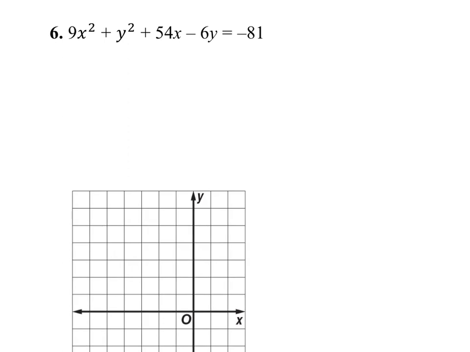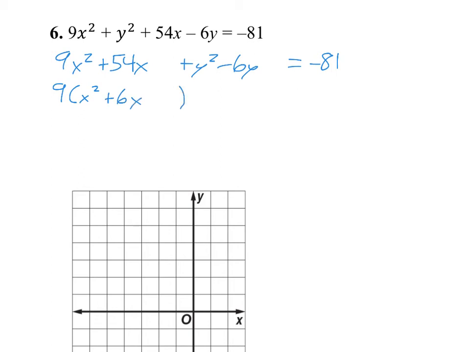Okay, number 6. That looks like another ellipse. So I'm going to put the x's together like we always do. 9x squared plus 54x plus y squared minus 6y equals -81. First we have to take out the 9 from the x terms. X squared plus 6x, leave a gap, plus y squared minus 6y, and leave another gap.